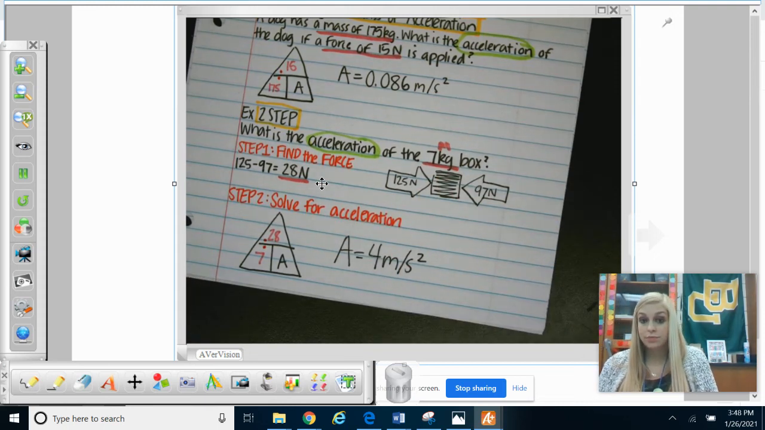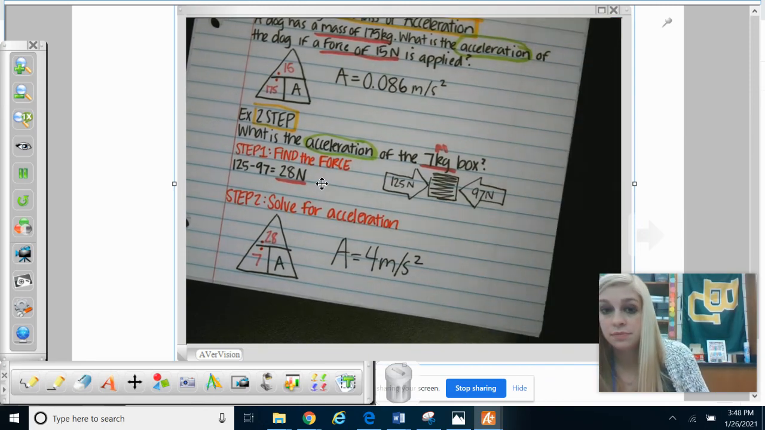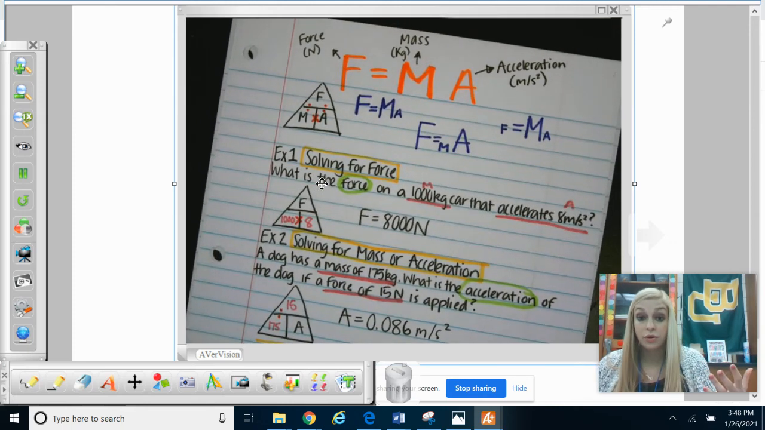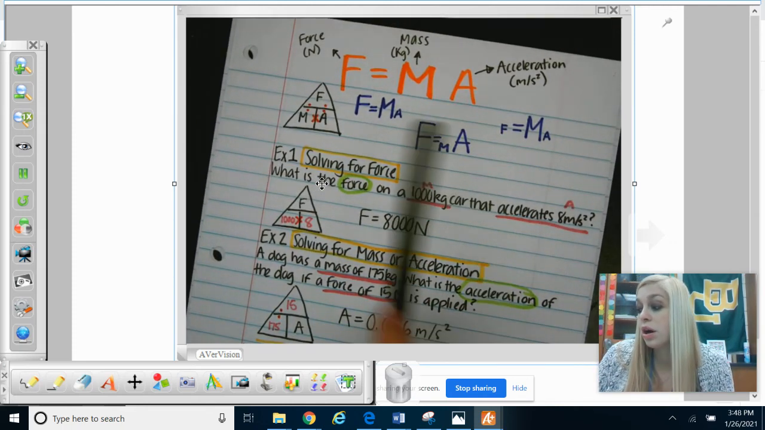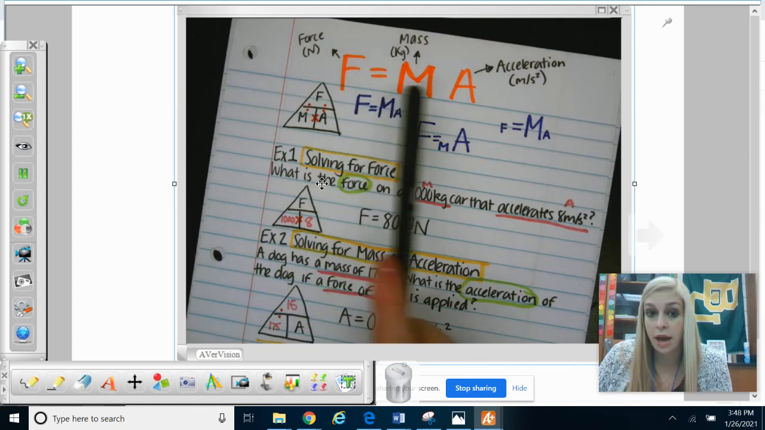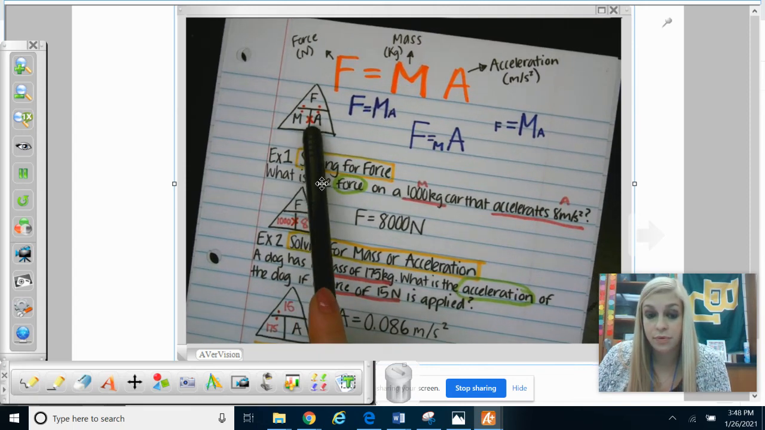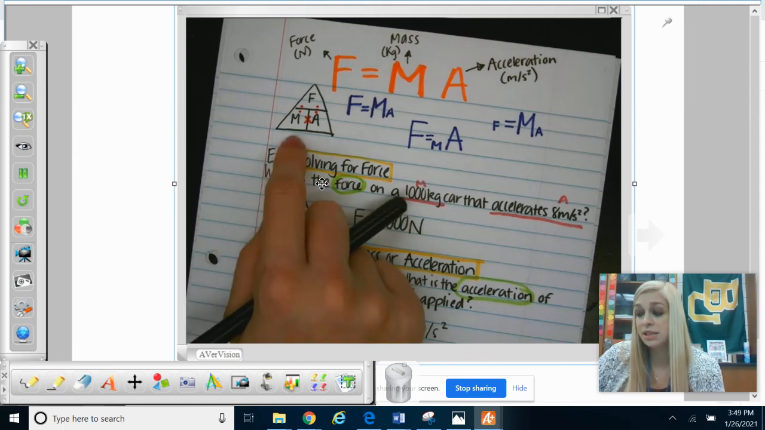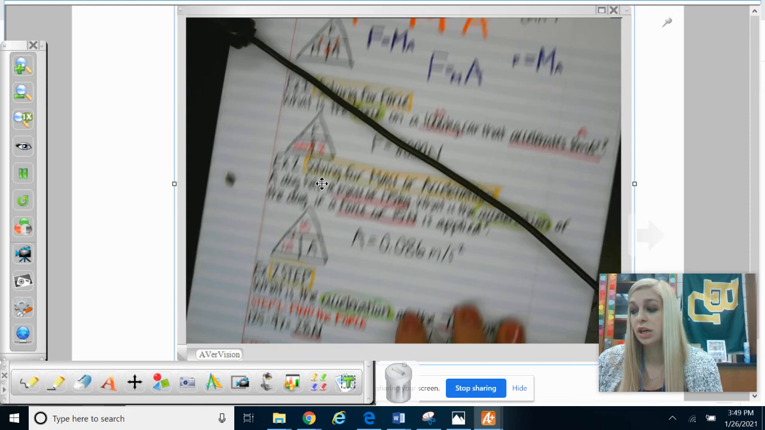All right, so to summarize, if you are solving for F, M, or A, you use the triangle. Always. You always use the triangle. Y'all have done a triangle before, so that is easy. Same type of triangle as speed equals distance divided by time. Multiply if they're side by side, divide if they're on top of each other.